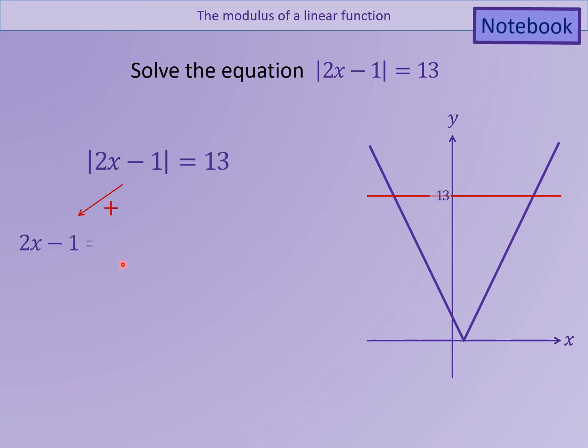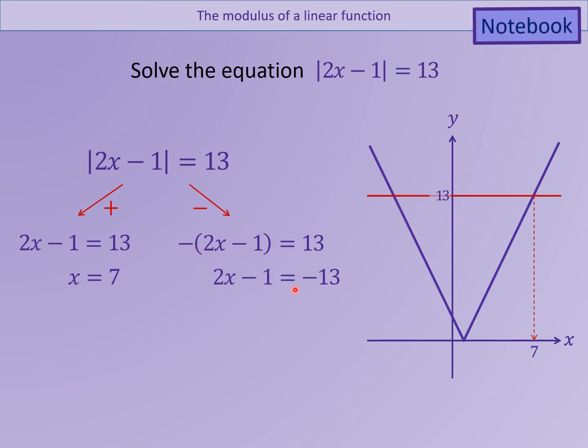We do the positive solution first. Because it's the positive solution, that's exactly the same as last time: x equals 7. The negative solution, though, means that we take the negative version of all of that. We're going to get minus 2x plus 1 equals 13. Or I can take the minus over to the other side, which I've done there, to make minus 13. It's the same answer.